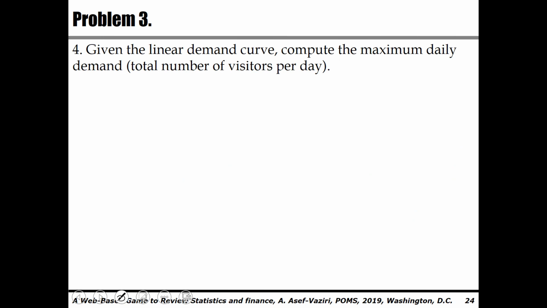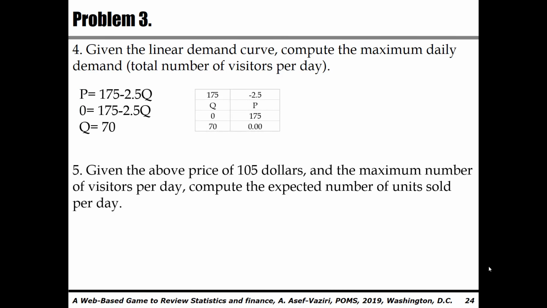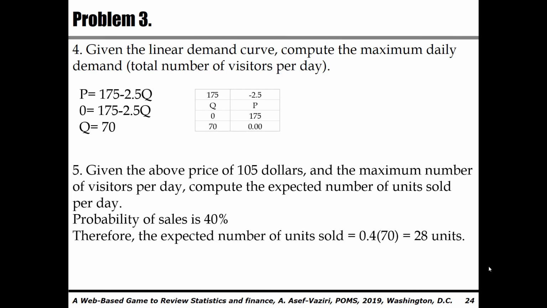Given the linear demand curve, compute the maximum daily demand, total number of visitors per day. That is quite simple. We have already computed it. We set this equal to 0 and solve the problem. And we compute 70 customers. We have done it before. Now, given the price of $105 and the maximum number of visitors per day, which is 70, how many units do we sell per day? Very simple. Probability of sales 40%. Number of visitors 70. Expected number of units sold 0.4 times 70 equal to 28.